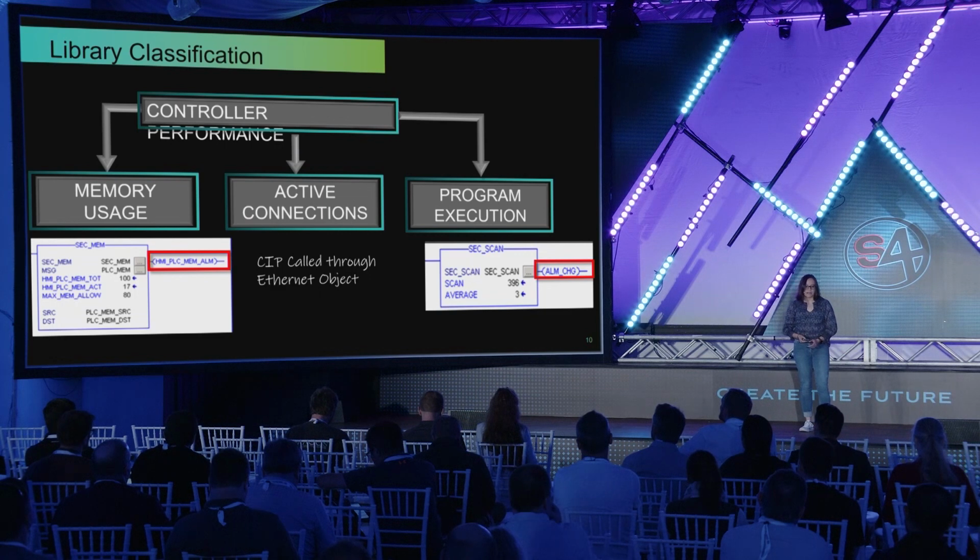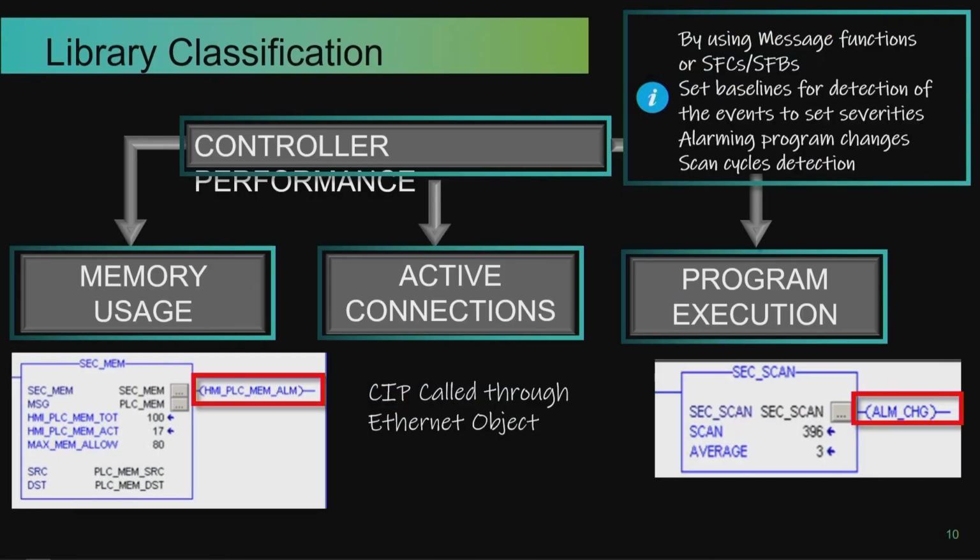So this is what we have. We have the controller performance, and these are the 3 blocks that we are creating. Those are the ones that you created as a set baseline when you finish your project. So you have to create what is the memory that you have already, what are the Ethernet objects that you have to that PLC, and also you have the scanning cycle.